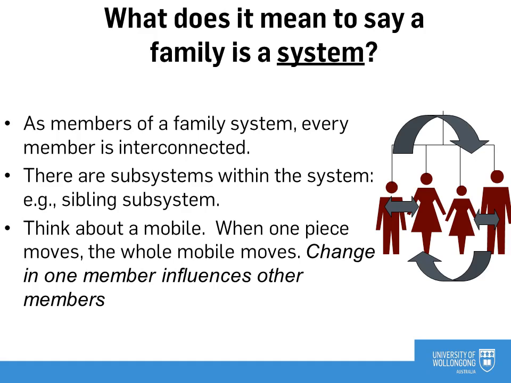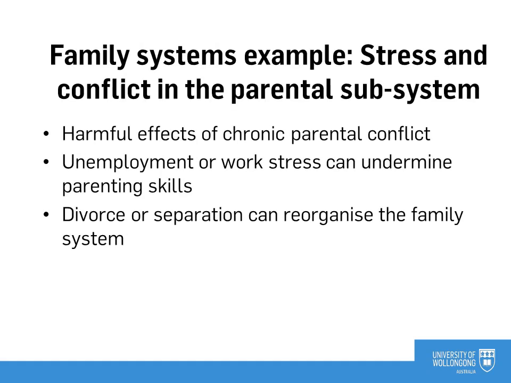So again, family systems theory is a way to help us think about how a family functions and how individuals within a family are influenced when there's change in the other members in the family. So as I said, family systems theory has this idea of subsystems. There's the family overall, but then there are the subsystems of the relationships that exist among members.